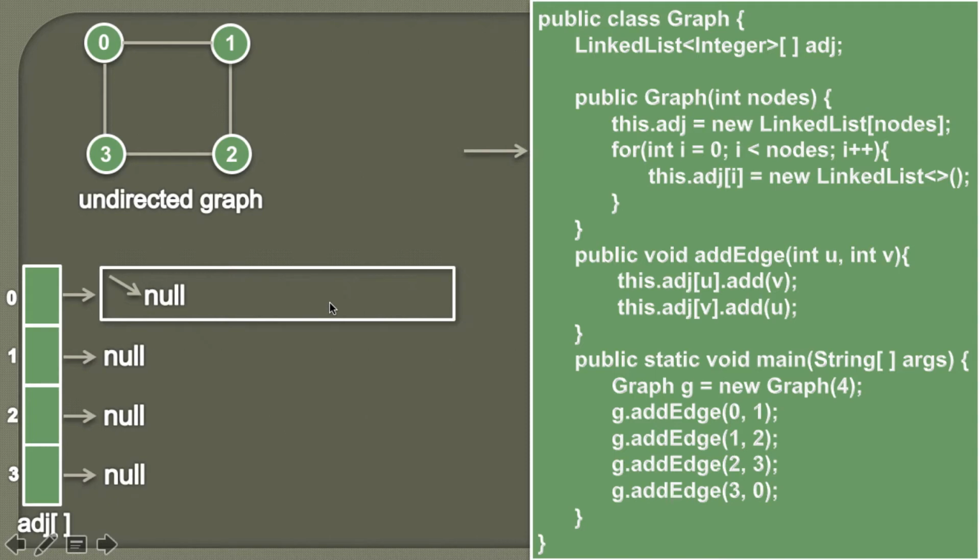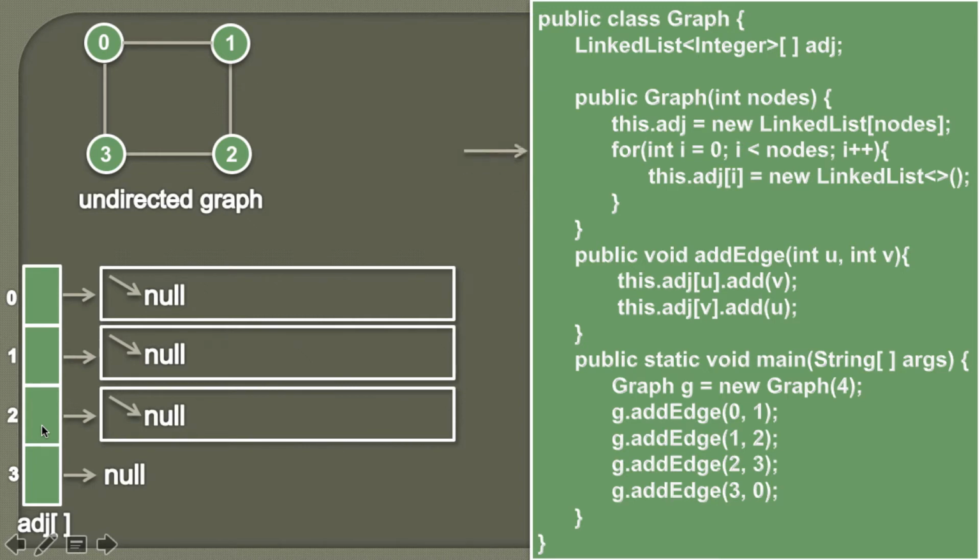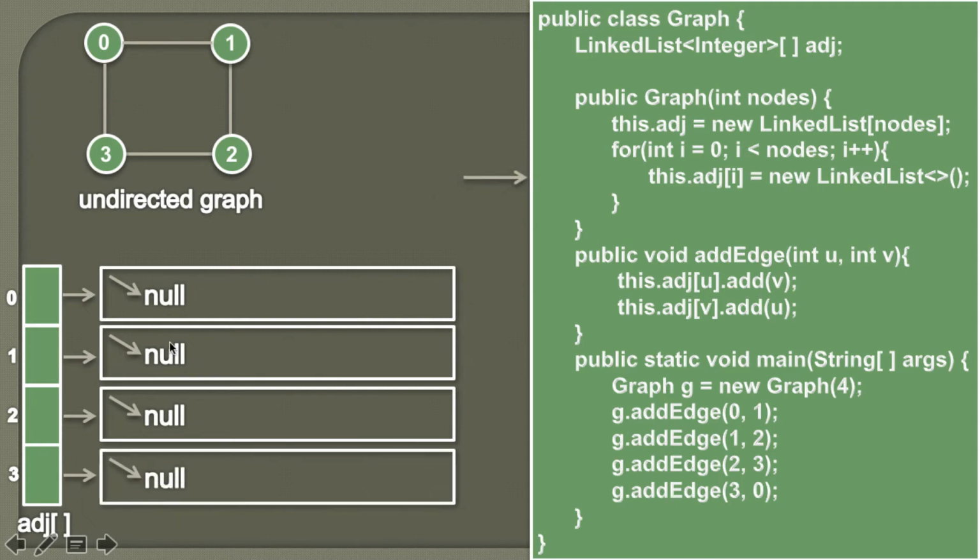Moving ahead. Then i becomes 1. And similarly at index 1 it will initialize a linked list. Moving ahead, i becomes 2. So at index 2 it will again initialize a linked list. And similarly at index 3 it will initialize a linked list. Now i becomes 4, therefore the condition in the for loop comes out to be false because 4 is not less than 4.